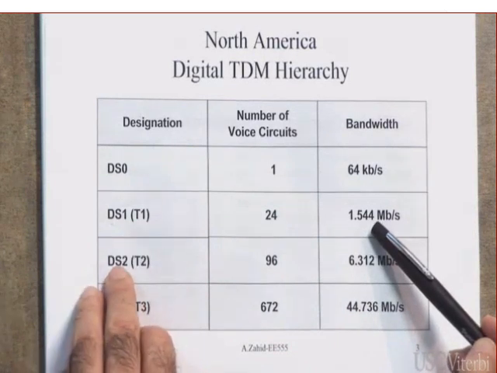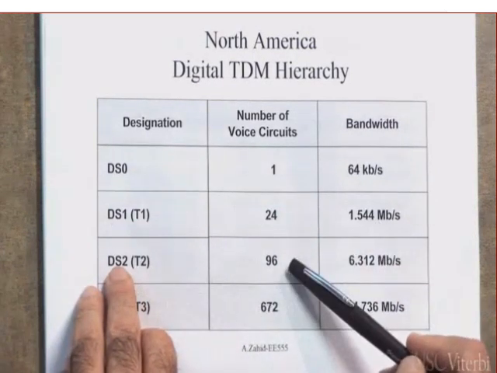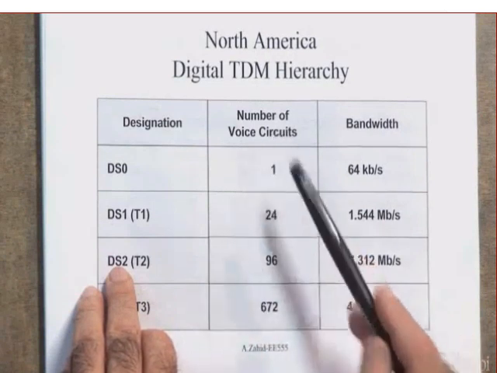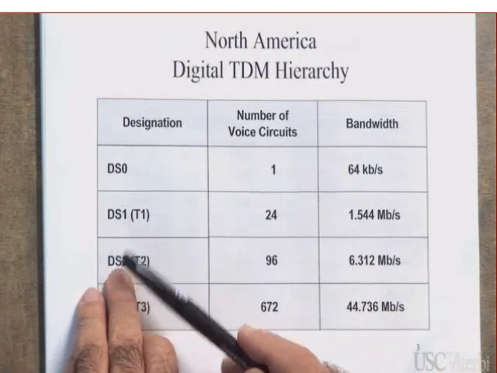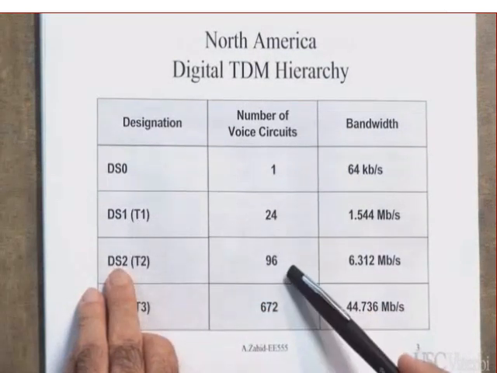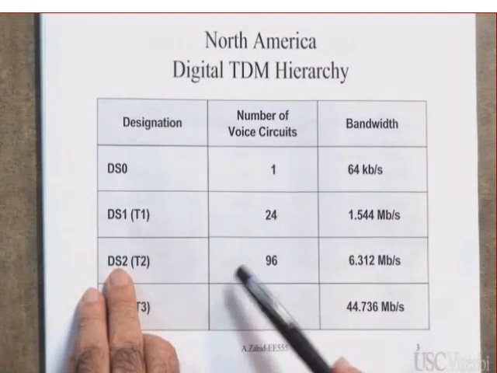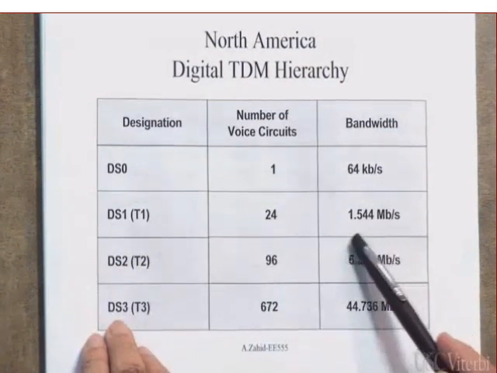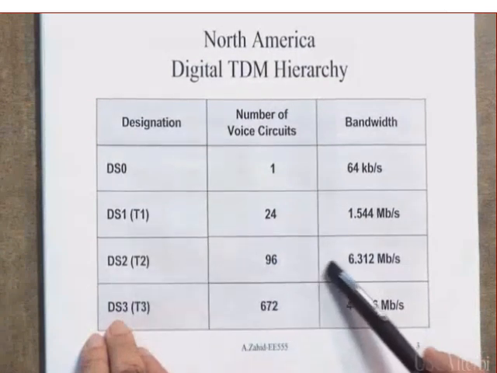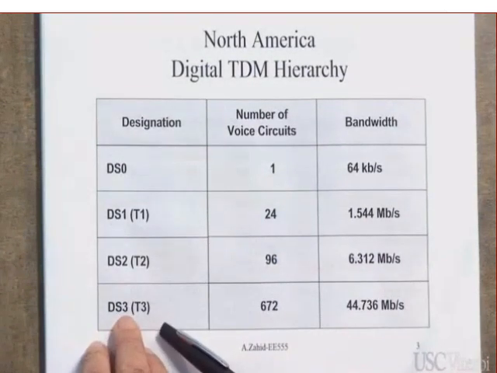Then they came up to a DS2. DS2 supports 96 voice circuits, which means DS2 is equal to 4 DS1s. If you multiply 4 by 24, you get 96. Again, as I told you last time, this service did not prove to be very successful.